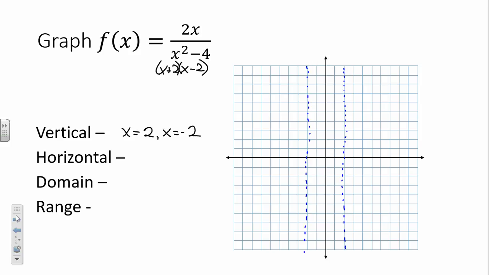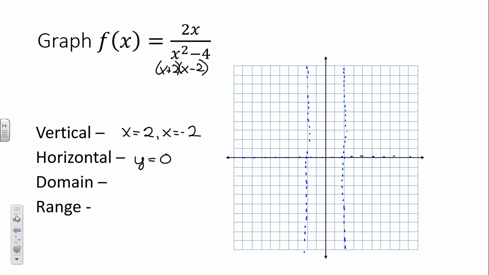And next we're ready to start talking about horizontal asymptotes. So if we look at that, the degree in the denominator is bigger. So what does that mean? Y equals 0 is your horizontal asymptote. So dash those lines because that's going to be a guide. It's going to help you. Okay?